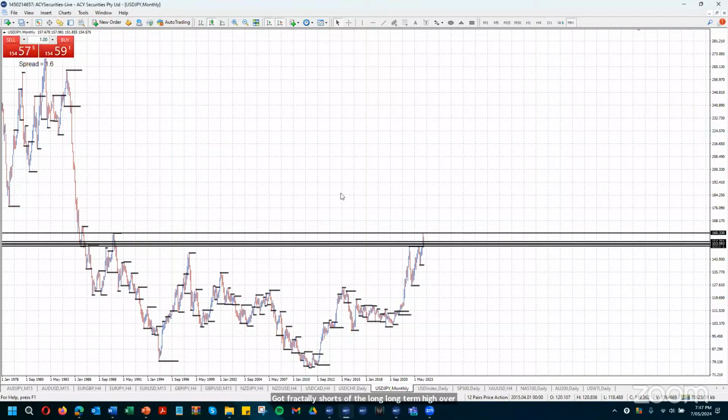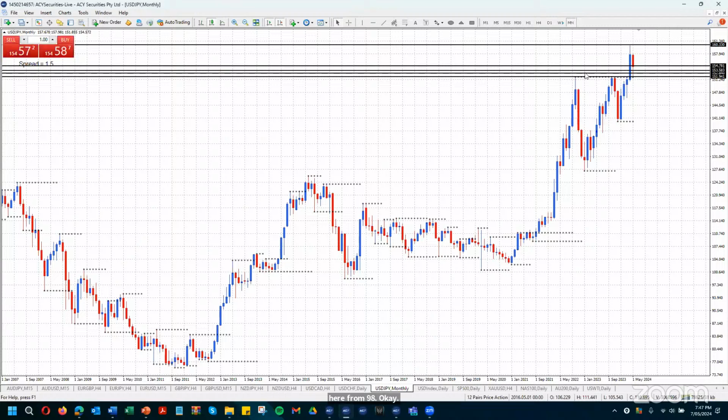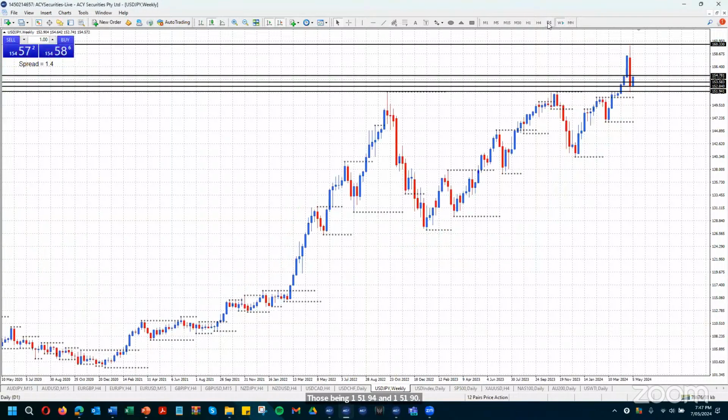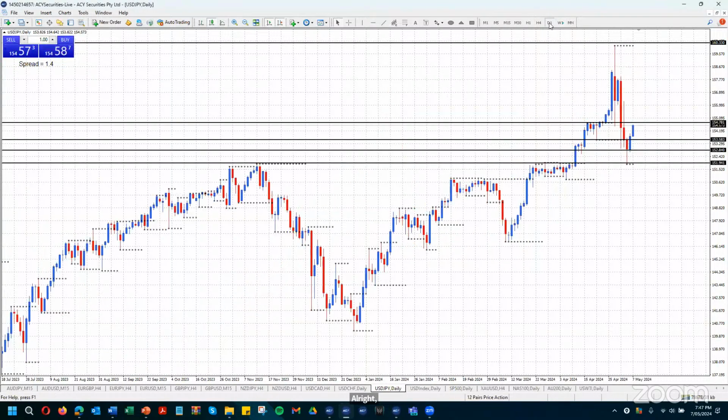Okay. So we respected a major high. It's come back down and respected two major highs that we broke above. Those being 151.94 and 151.90. All right, so as I go through these time frames, the trend on the day is probably down, but the monthly, weekly is still up. Came back to the area where we were sideways. So we're sideways, broke above.